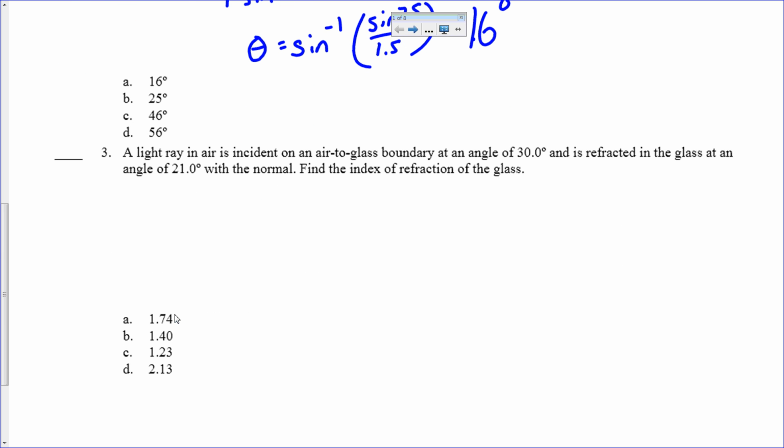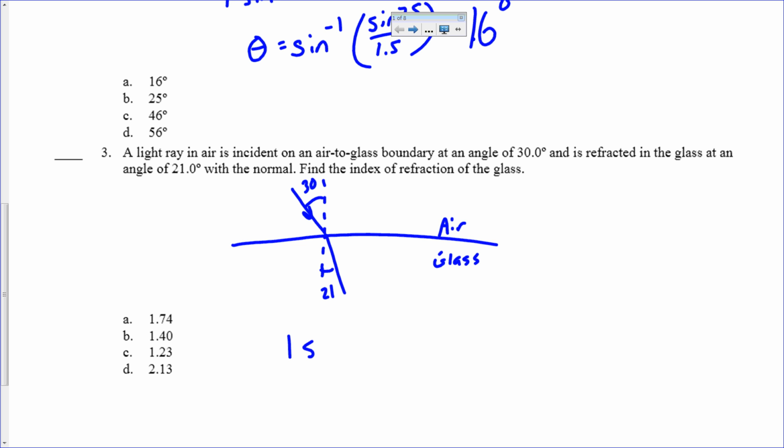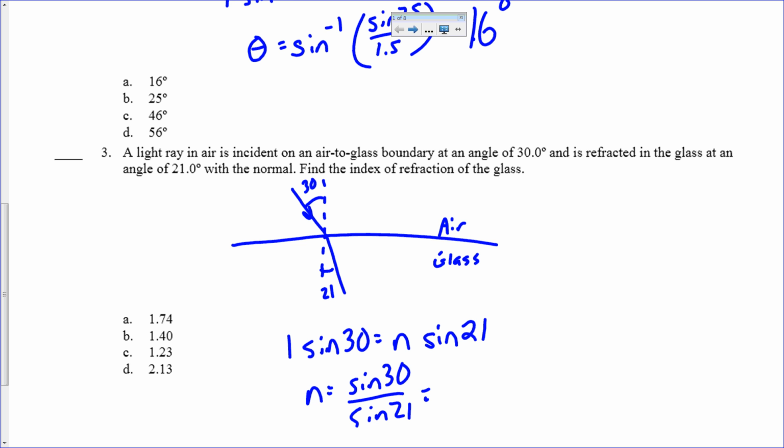Light is incident on an air to glass boundary at an angle of 30 degrees. Refracted at an angle of 21 degrees. Want to know what is the index of refraction. So it's 1 sine of 30 equals n sine of 21. And solving for n, which is just sine of 30 over sine of 21, 1.39 or 1.395 or 1.4. That's B.